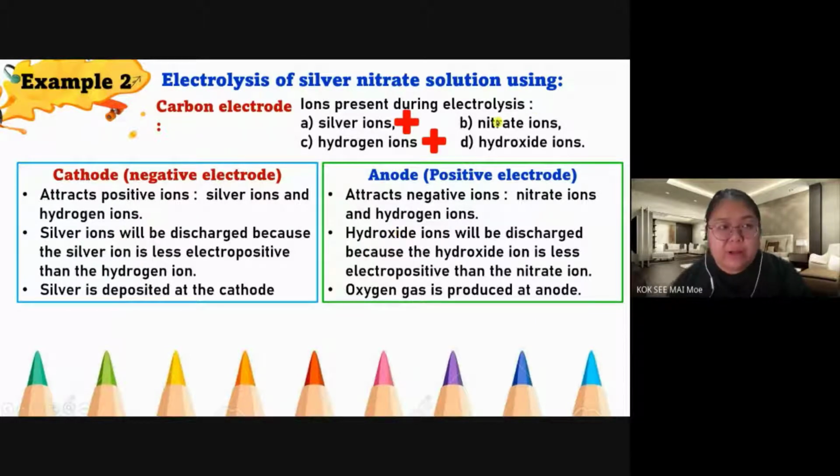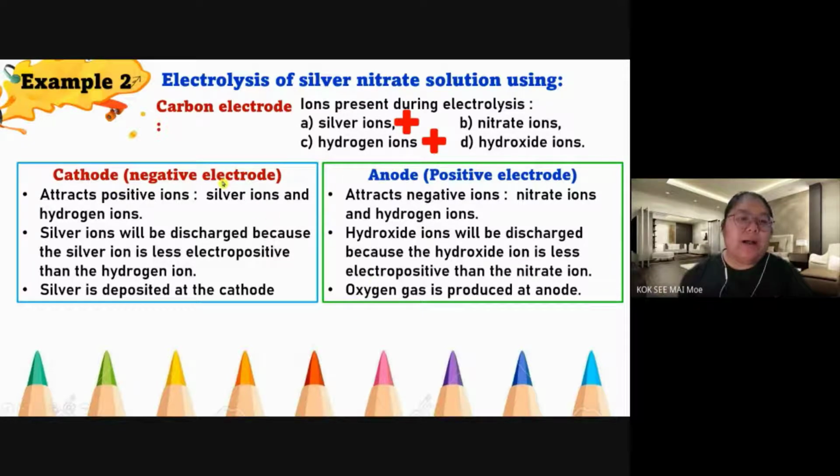So from here, we have hydroxide and we have nitrate. We choose hydroxide because hydroxide is the bottom one. So hydroxide ion will be discharged because the hydroxide ion is less electropositive than the nitrate. Nitrate is number 2, hydroxide is the bottom one. Okay, so finally what do they produce? They produce oxygen gas at the anode. So this one is the difference between the same material and different material.